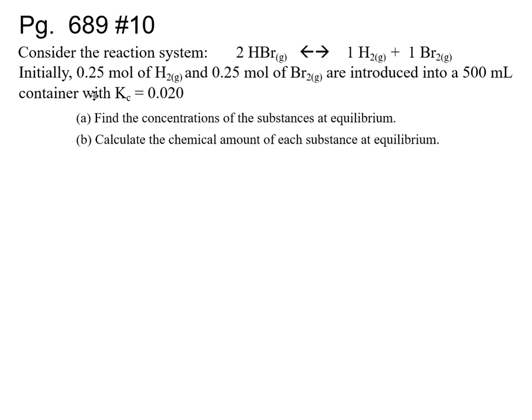So we have initial. So right away, if I have something that's initial, I need an ICE table, because I need to find the concentration at equilibrium, and they didn't give me any information at equilibrium, and calculate the chemical amount. Remember, there's a difference between concentrations and chemical amount that we need to discuss. Okay.